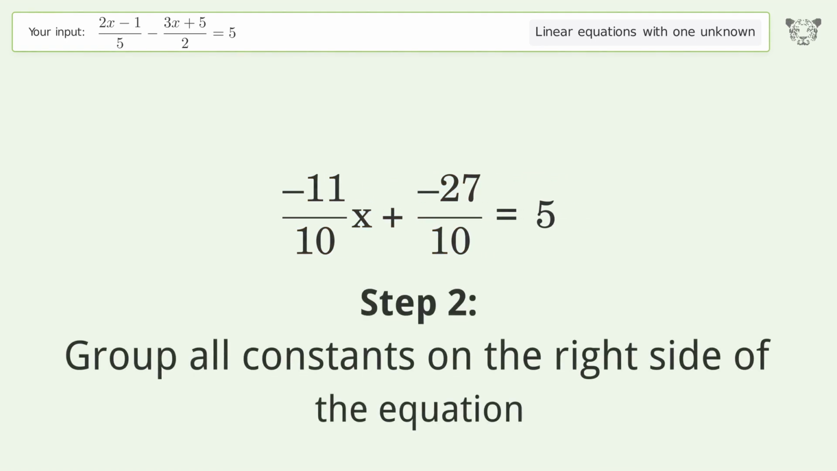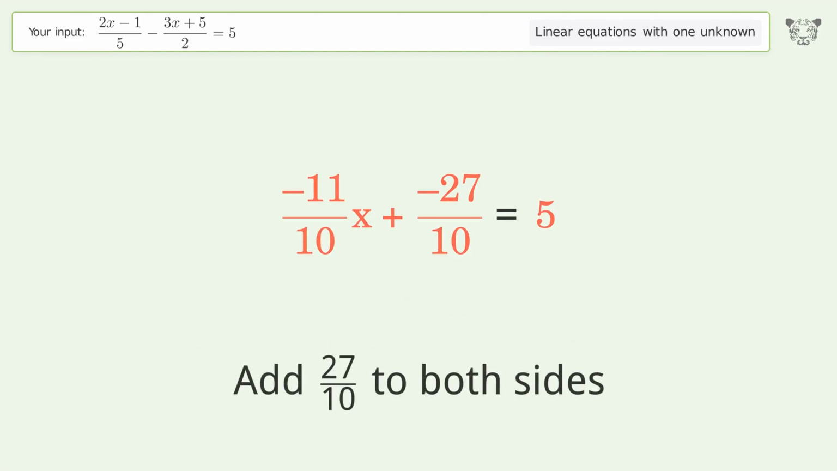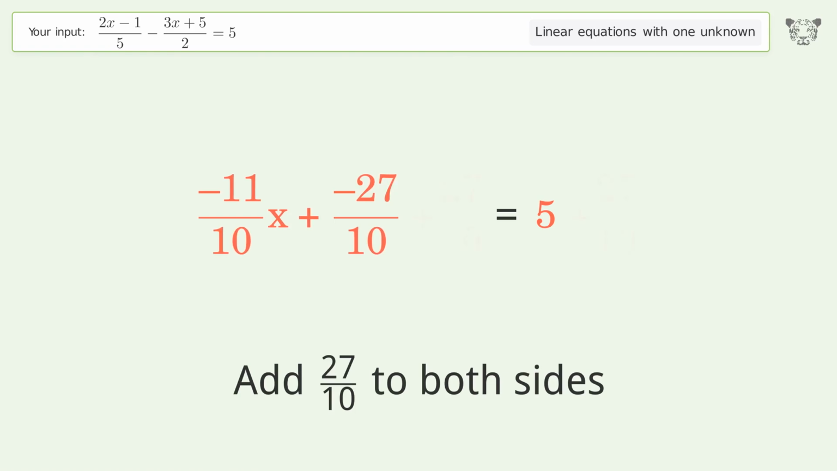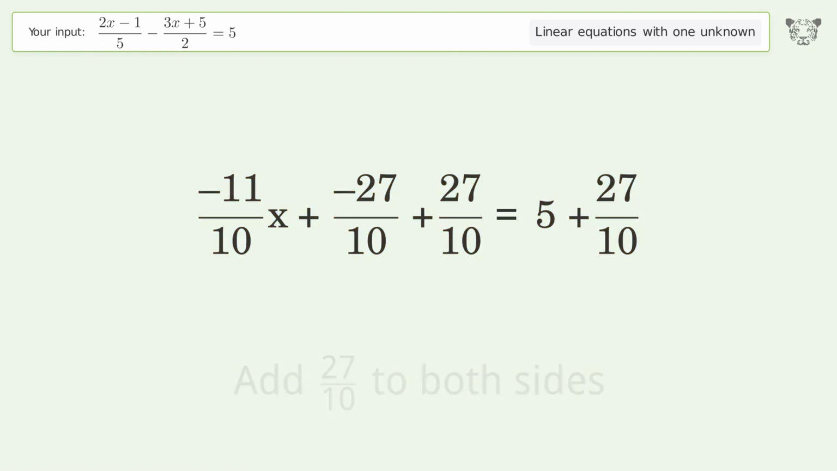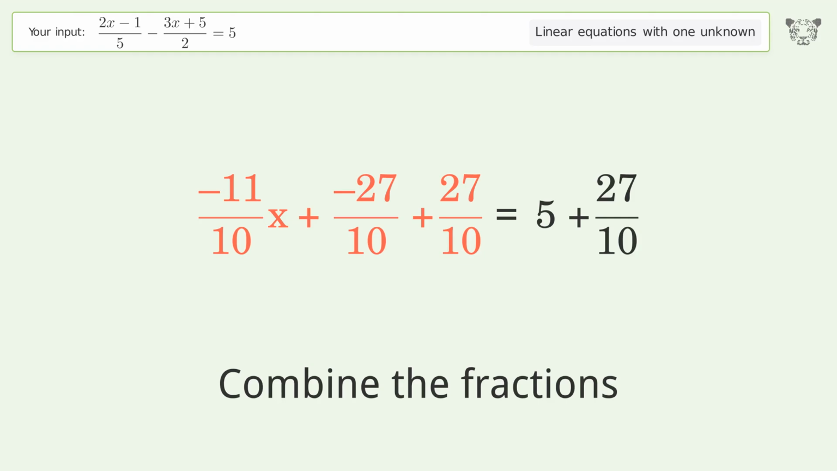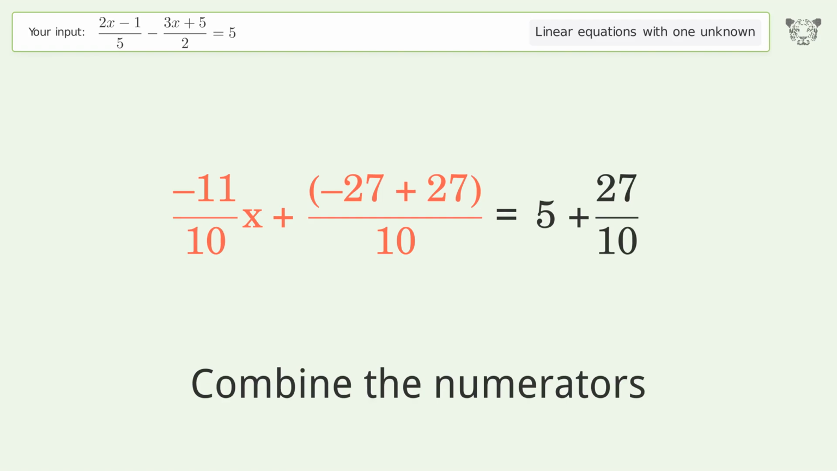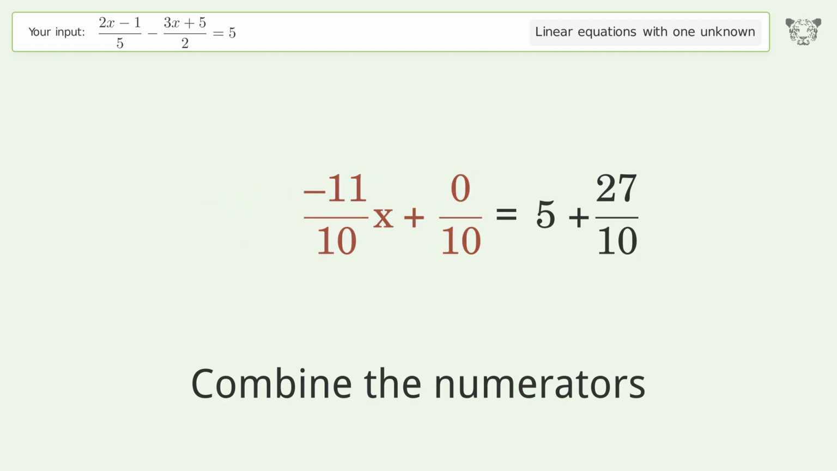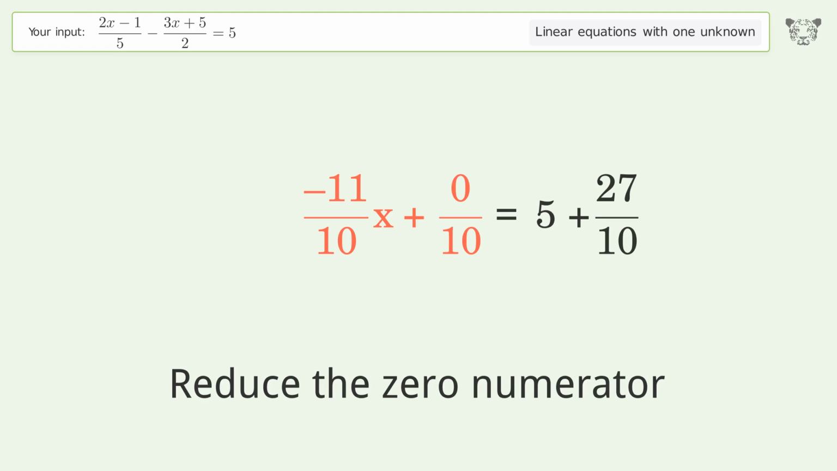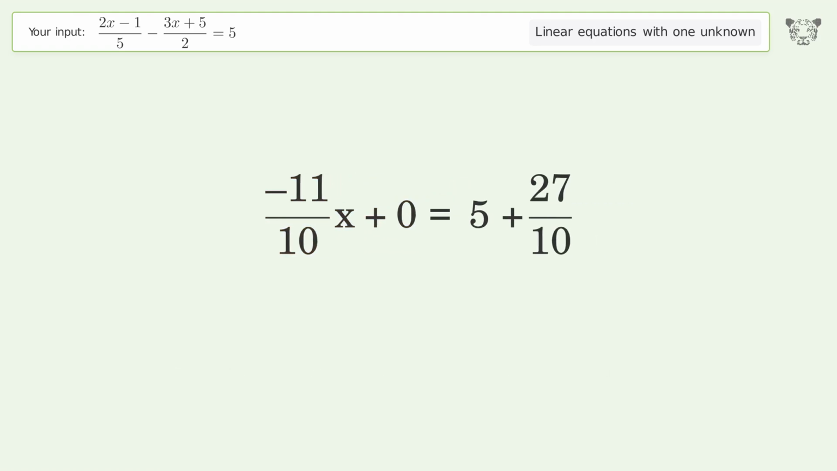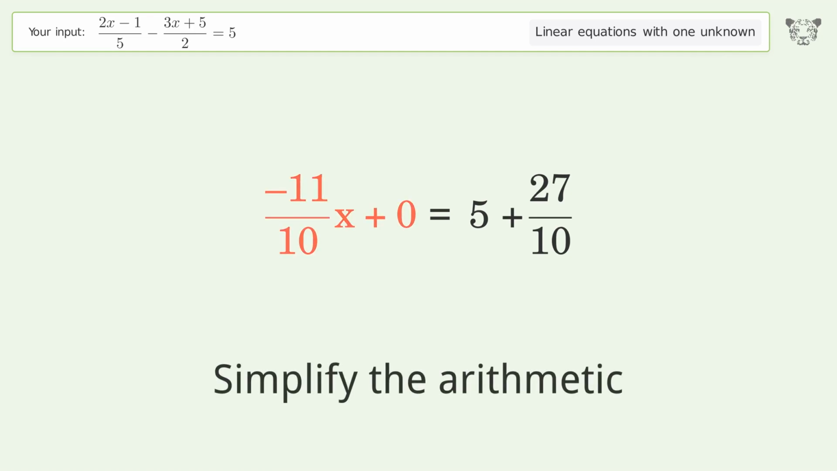Group all constants on the right side of the equation. Add 27/10 to both sides. Combine the fractions. Combine the numerators. Reduce the zero numerator. Simplify the arithmetic.